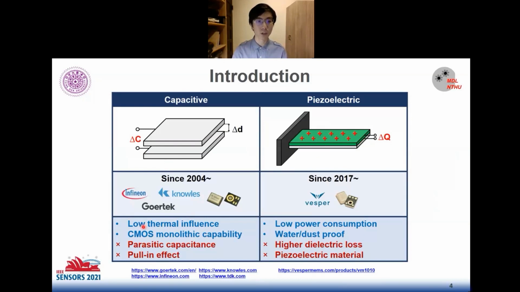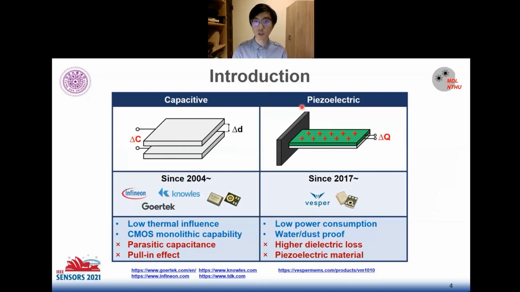Capacitive sensing type feature low thermal influence and CMOS monolithic capability. When the sound pressure applied on the diaphragm, the gap between these two electrodes will change and the capacitance will change too. But the narrow sensing gap will suffer from the pull-in effect, and also, it is easily influenced by the dust and the water vapor in the air.